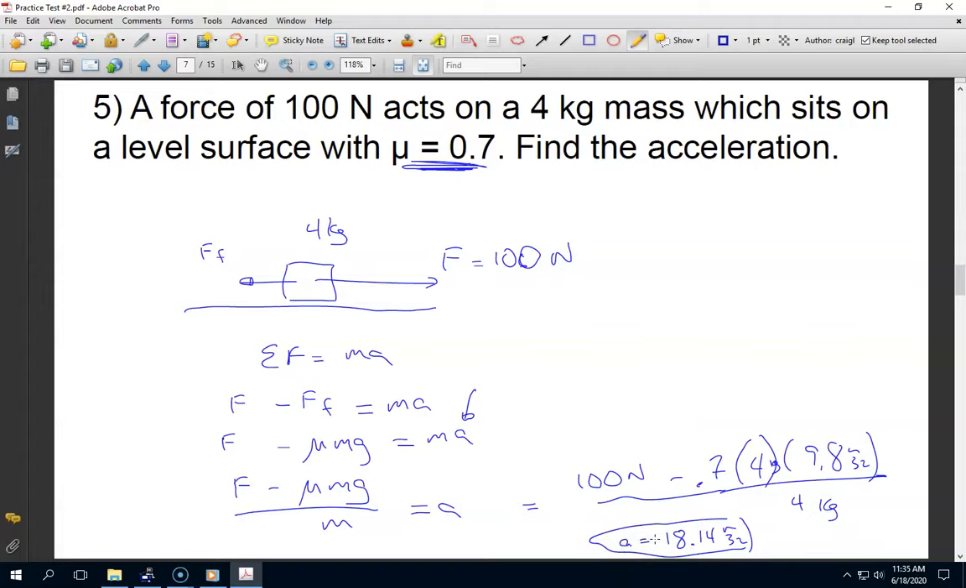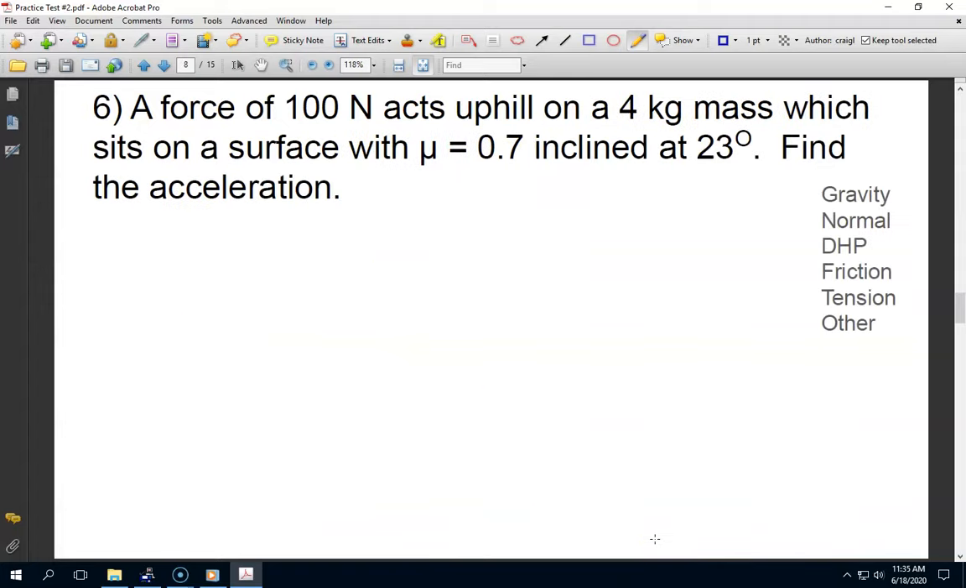All right. Every problem, just read it and see what's in there, what arrows you need. Right here, a force of 100 newtons acts uphill on a 4 kilogram mass which sits on a surface. Coefficient of friction 0.7, inclined at 23 degrees. Find the acceleration. Same problem again, except now this thing is tilted up like that. Now, I put over here on the side this little list of possible forces, and maybe you want to put that on your note card before you take the test.